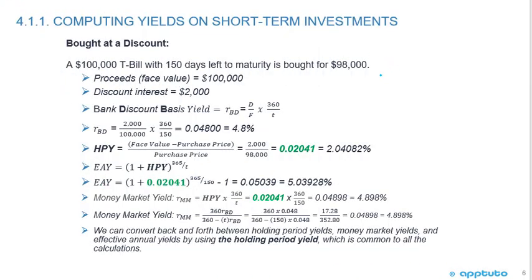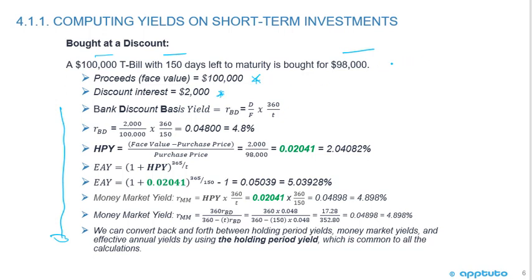Okay, this slide looks a little bit busy at first, but I just wanted to keep everything onto one page in terms of all the calculations so that you can compare them all. And so this is an example. Again, it's bought at a discount, so it's a $100,000 T-bill. It's got 150 days left to maturity, and it's bought for $98,000. So the discount interest right away is the $2,000. That's easy. And the proceeds when it matures, you're going to get back $100,000.